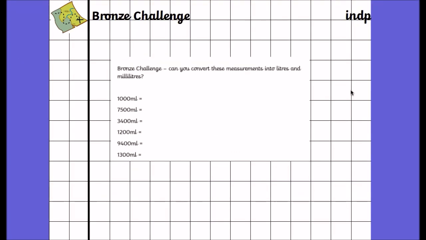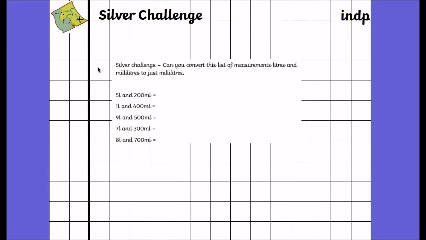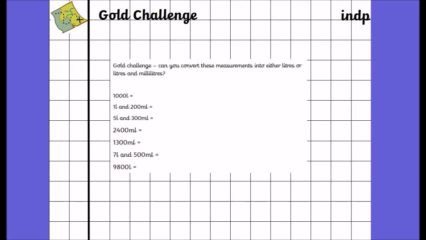Okay, so for your bronze challenge, your question is, can you convert these measurements into litres and millilitres? So you've got your millilitre measurements and you need to change them into litres and millilitres, okay? So you can go back to that part of this video if you're struggling. Your silver challenge, can you convert this list of measurements from litres and millilitres to just millilitres? So you've got 5 litres and 200 millilitres. If that was all just in millilitres, what measurement would it be?